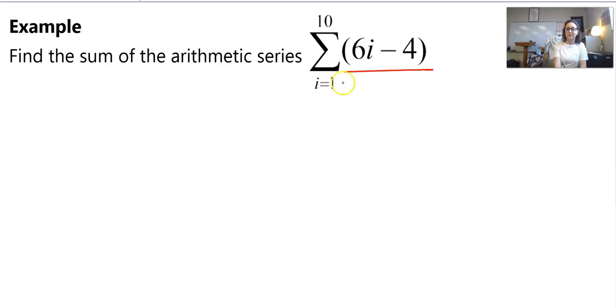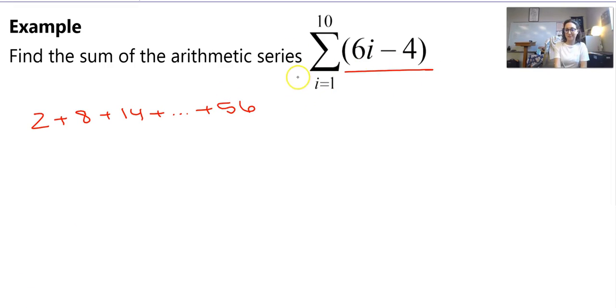So let's start with i as 1. So when I plug in 1, I get 6 minus 4, which is 2. Plus, now plug 2 in for i, I get 12 minus 4, which is 8. Plug in 3 for i, I get 18 minus 4, which is 14. So see how I'm adding 6 each time? Okay, and then what would my last term be? Well, plug in 10 for i, and you'd get 60 minus 4, which is 56.